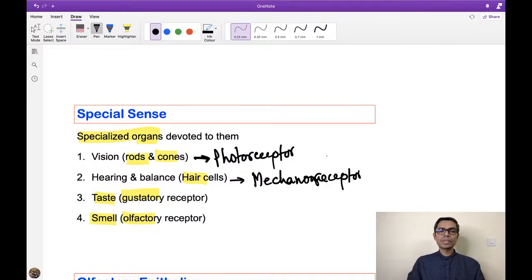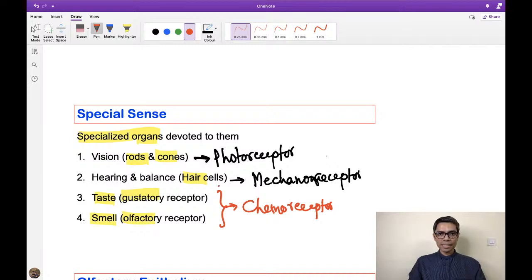Why mechanoreceptors? Because whenever sound causes vibration of the basilar membrane, there will be movement of the hair, and because of the movement of the hair, some mechanosensitive or stress sensitive channels will open up, and that leads to sound transduction. Very simple. But on the other hand, if you look at these two special senses that we are going to discuss today, they are chemoreceptors. So smell and taste, both of them are chemoreceptors.